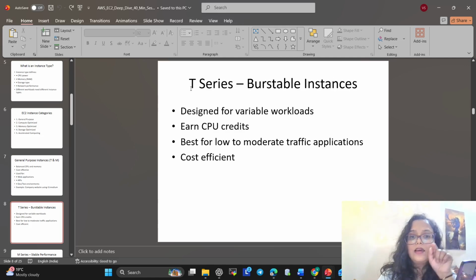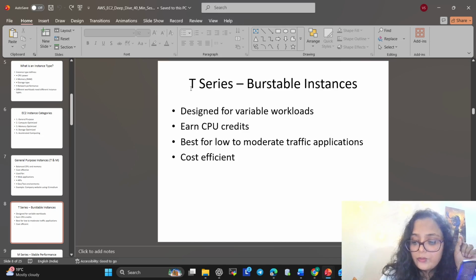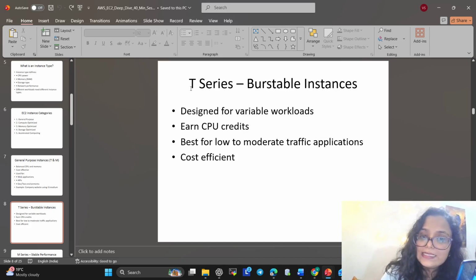Next is the T series, burstable instances, designed for variable workloads using CPU credits, best for low to moderate traffic applications, and cost efficient.